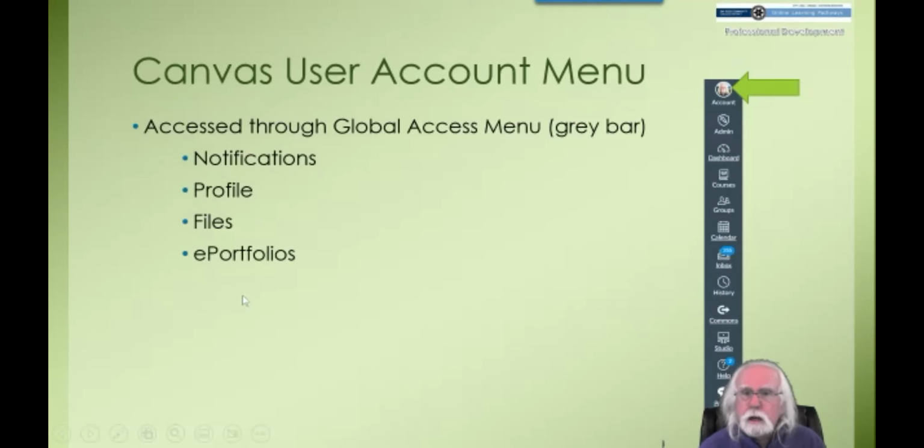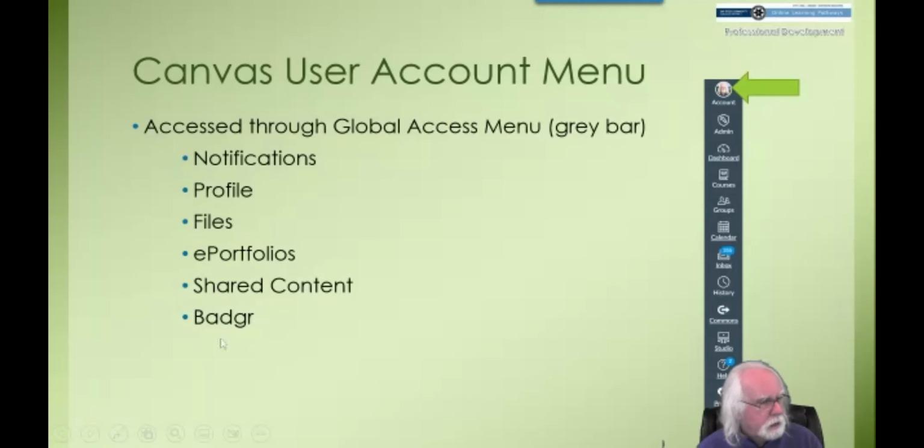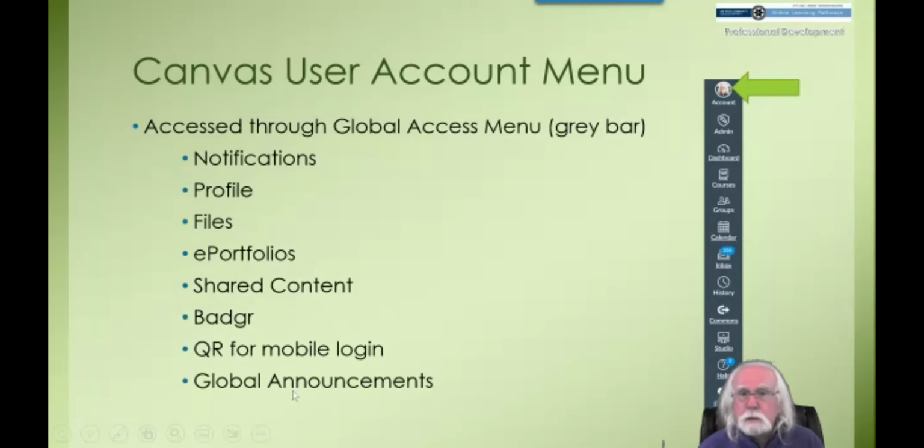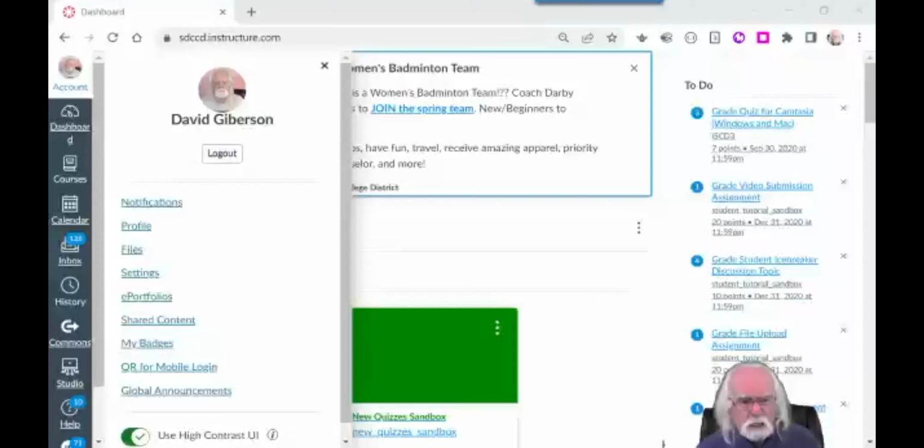This is where you can create and access e-portfolios in Canvas. This is where you find any content that may have been shared with you by colleagues. You also have access to a badging system that is built into Canvas. You can get a QR code that will help you log into Canvas on your mobile device and make life a little easier. And you can access recent global announcements through this. All of this is accessed through this slide-in panel here.